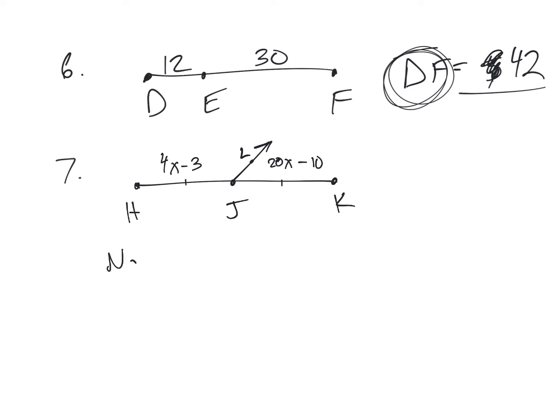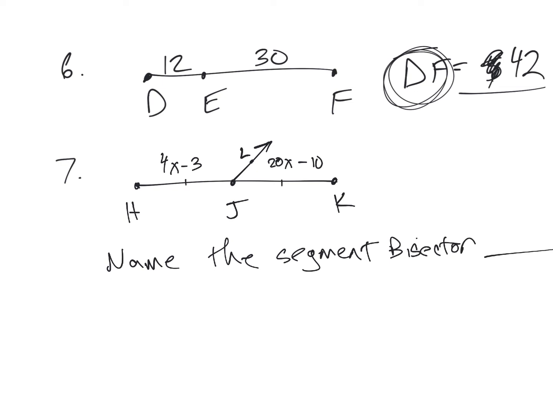So number one, name the segment bisector. And I want to know HK. Right? Stop talking. Gosh. Sorry, I have to think out loud. So, for this one, tomorrow you're going to do the other. All right, segment bisector in this case would be the ray JL.